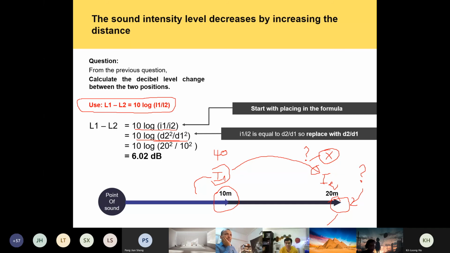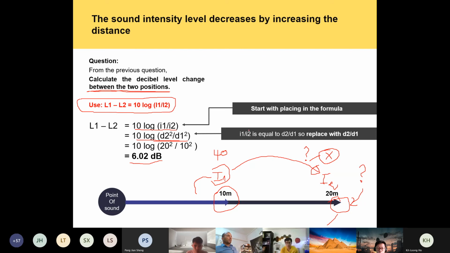Sorry? 6.02. No. This one is, as you can see, calculate the decibel level change between the two positions. This amount is the difference between this and this. It's not, it's reduction of decibels. As you know, the level of sound at the 10 meter will be higher than at 20 meter, right? It will decrease when you go far.